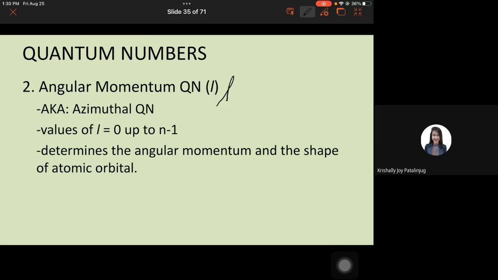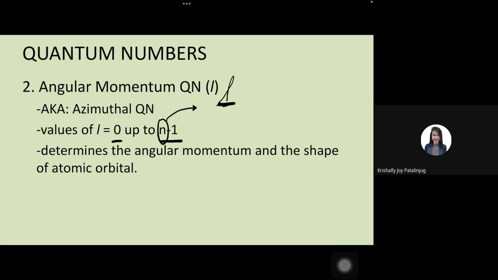The values for the angular momentum quantum number could be any integer value from 0 up to n minus 1. So the reference point, the value that dictates or limits l, would be the n value. Take note, it's the n that limits or dictates the l value.